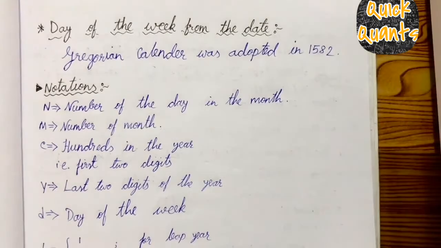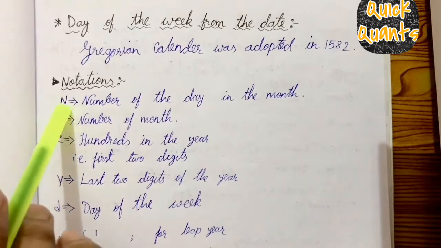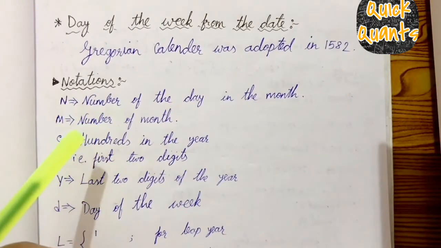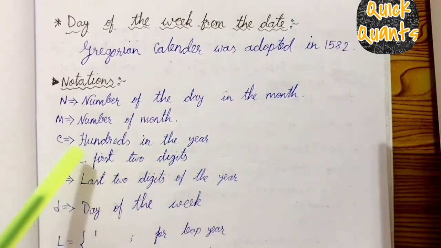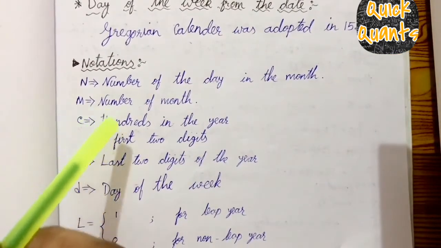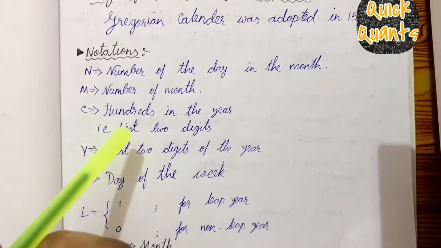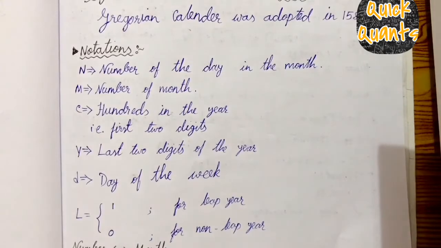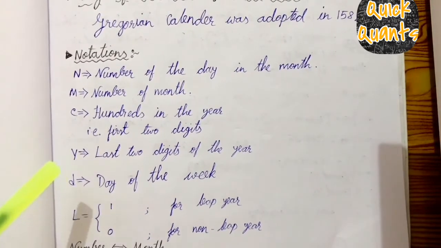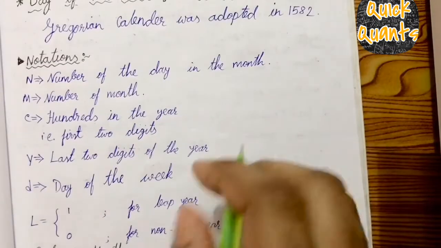First, we'll learn about some notations. Here, the capital N stands for the number of the day in the month. The letter M denotes the number of the month. C denotes the hundreds in the year, or the first two digits, and Y denotes the last two digits of the year.